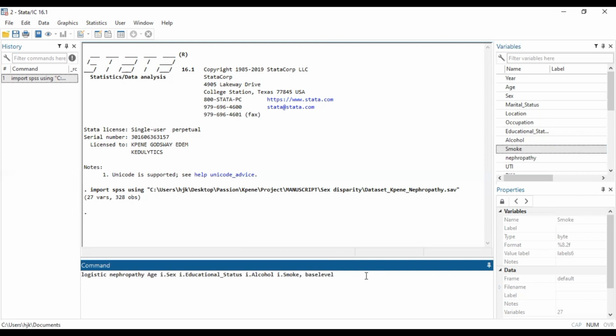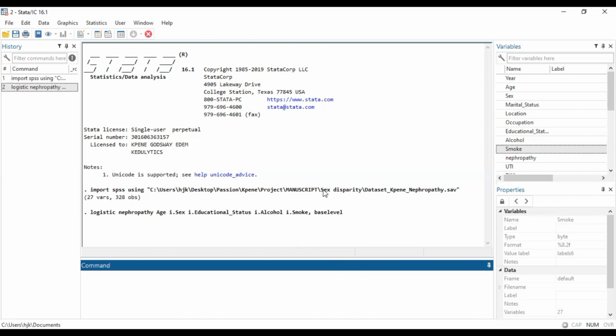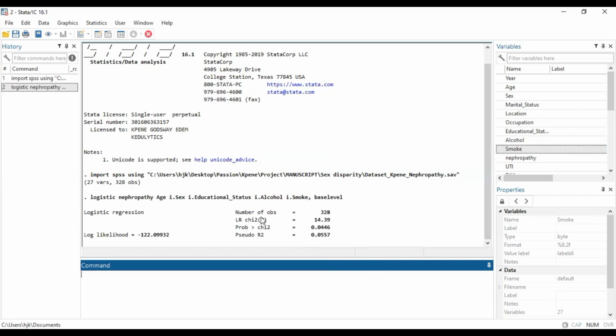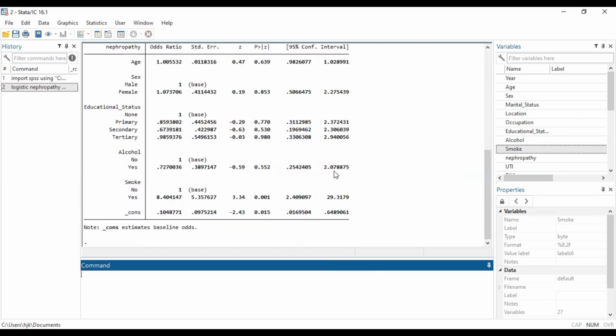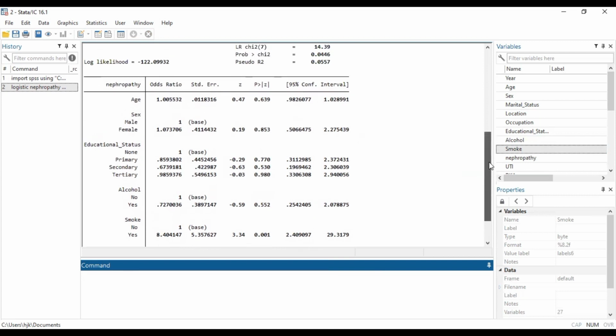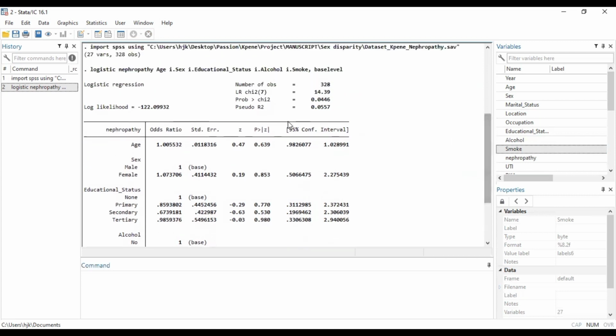And so we run this code and we wait a while for STATA to do its thing and generate results. So yes, we have our results generated here. So we look at the output. It gives us the code: logistic, nephropathy, which is the outcome, each categorical or continuous variable, and then the rest follows. These are the predictor variables. And then we added base level so as to be able to identify the reference group. So this is the reference. The references are tagged as 1.